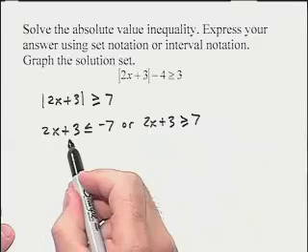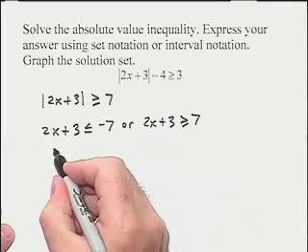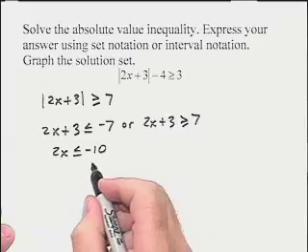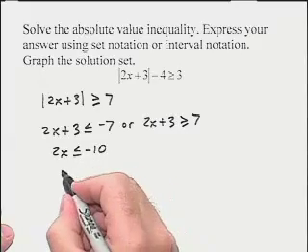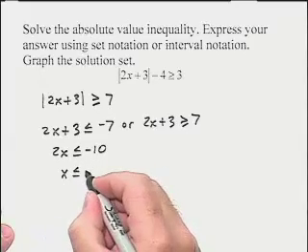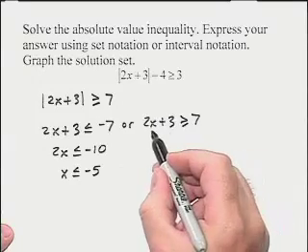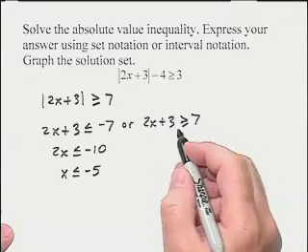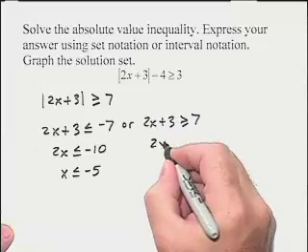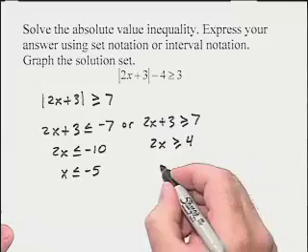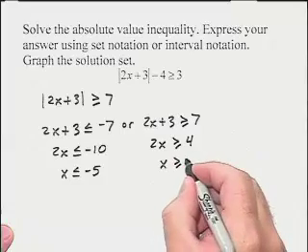Start with this one. By subtracting 3 from both sides, we'll get 2x is less than or equal to negative 10. We'll divide both sides by positive 2. We'll have x is less than or equal to negative 5. For the second inequality, we'll subtract 3 from both sides to get 2x is greater than or equal to 4, and divide both sides by 2 to get x is greater than or equal to 2.